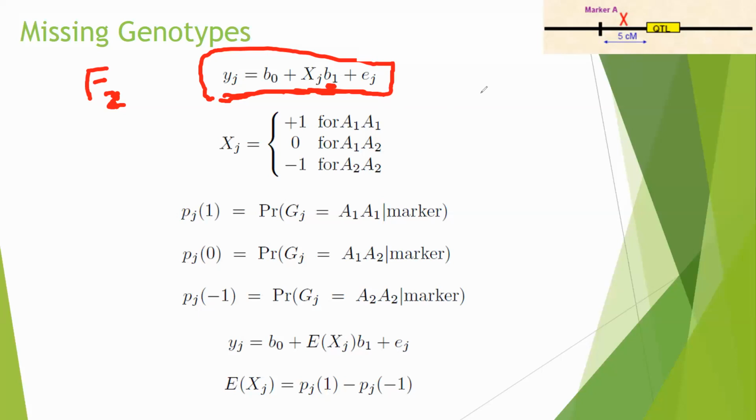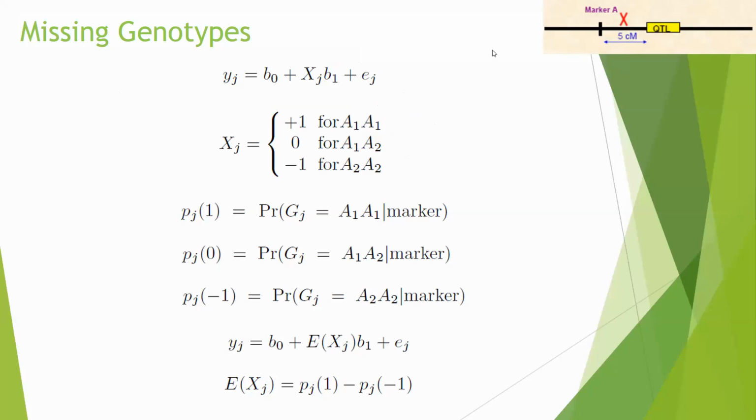So put it in another way. Are we testing both additive and dominant effects, or do we just test the additive effects here? Just the additive. Yes, just additive, right? Because we only have B1, right? If I put B2 there, then that means we want to test both additive and dominant. Okay, very good.